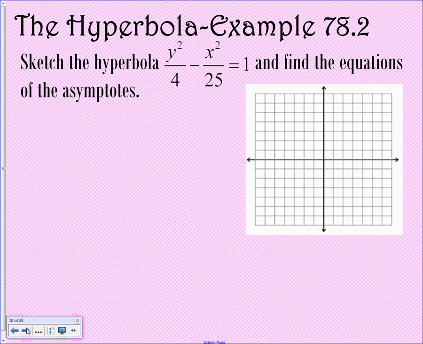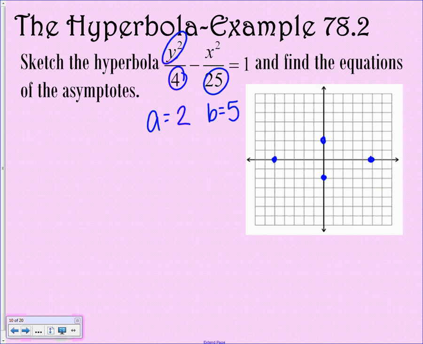So let's look at another one. We want to sketch it and also find the equations of the asymptotes. So first, we need to find our A. Your A always comes first on these. So A is equal to 2, and our B is going to be equal to 5. So now, on this one, y squared comes first. So that means that we're going to go up 2 and down 2 because we're on the y-axis. And then we're going to go to the left 5 and to the right 5.